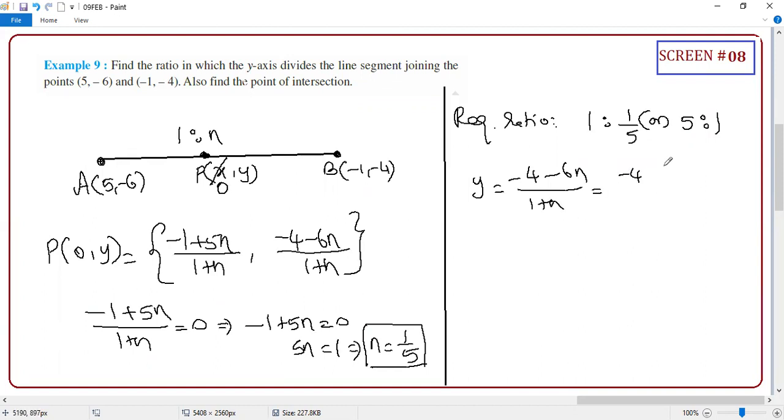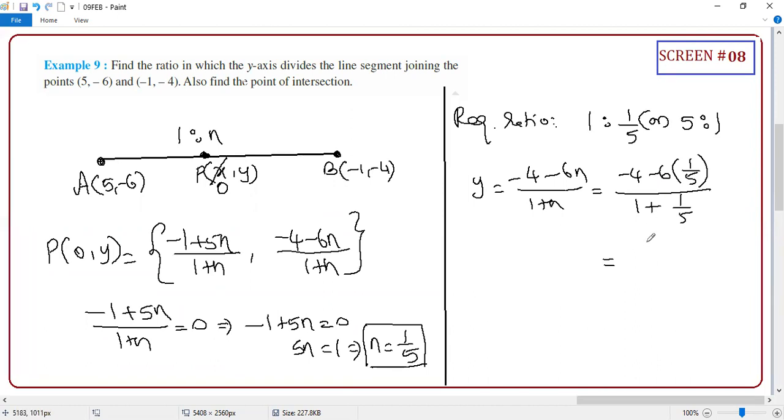Guys, minus 4 minus 6n. But some students will write n as 1. No. n is 1 by 5 only. It's a changed ratio. Clear or not? Your n is 1 by 5 only. So y equals minus 4 minus 6 by 5, upon 1 plus 1 by 5. Guys, simplify and let me know the answer.